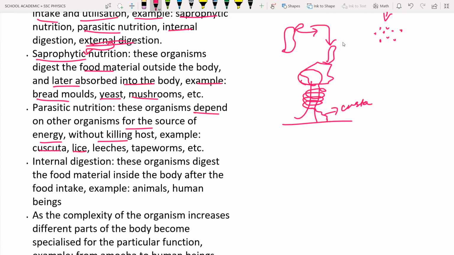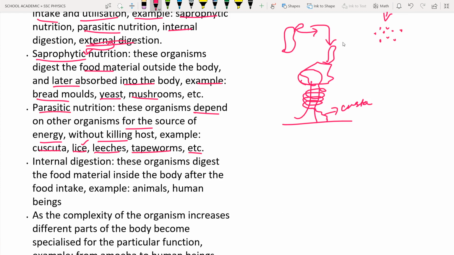Lice can be seen in the head of some people. Those who don't wash their head properly may have a chance of getting lice. Next are leeches. They are found in ponds. If someone enters the pond and a leech attaches to their body, it will start sucking the blood. Next, tapeworm. It looks like a flat worm and lives inside human beings. We have discussed all these in the 9th class. So this is parasitic nutrition.